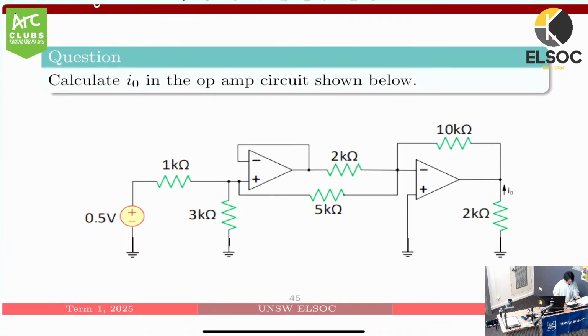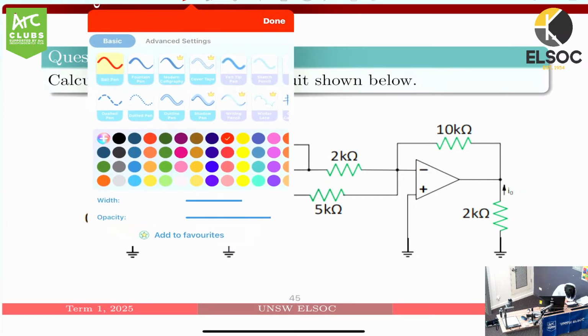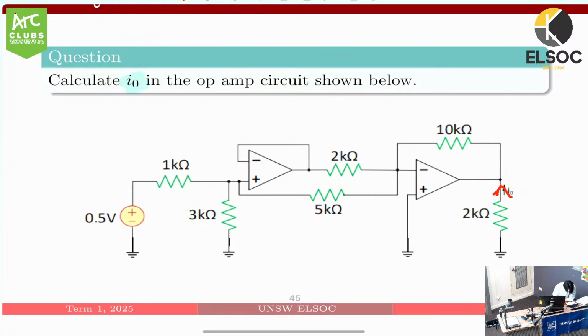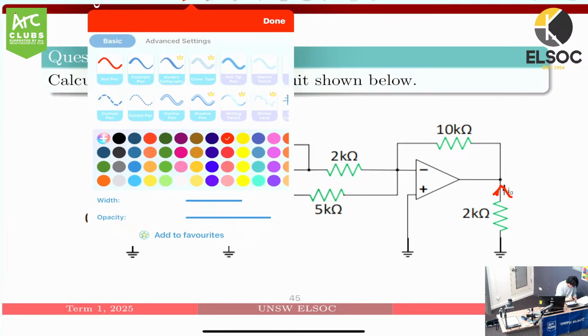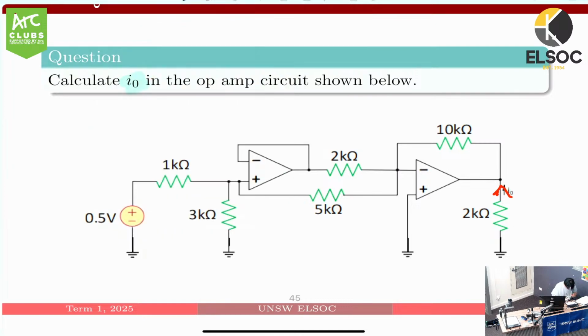Next question. This will be our second op-amp example. This question here asks us to calculate I0 in the op-amp, which is this little thing here. So how can we find that? Let's go and do a little bit of analysis of the circuit. So that there is ground, so we will need to know what this voltage is.